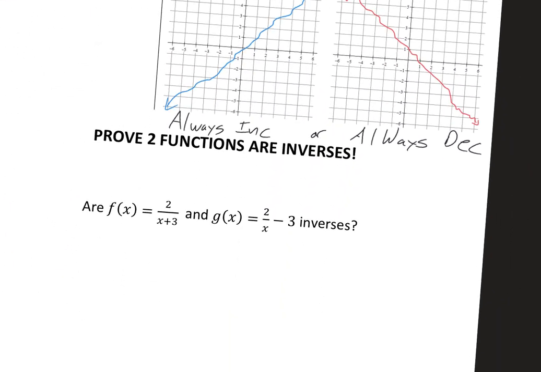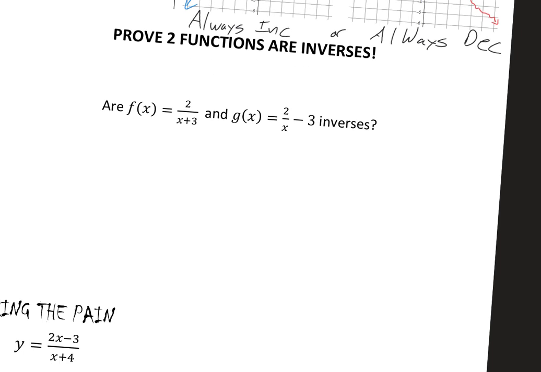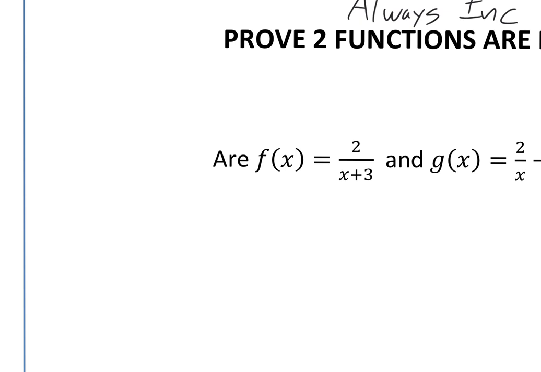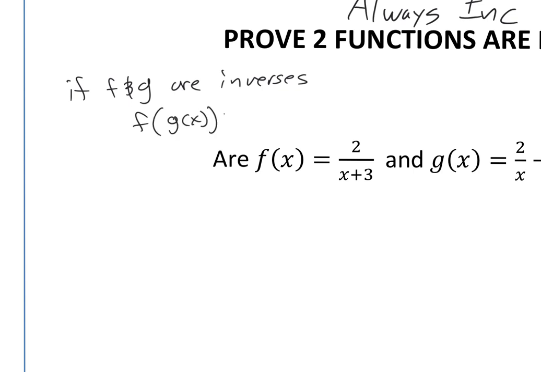Okay. All right. How do we test if two things are inverses of each other? Here's how this works. Here's the rule. You might want to write this down, put it in bold, or highlight it. If f and g are inverses, then f of g of x will equal x, and so will g of f of x.